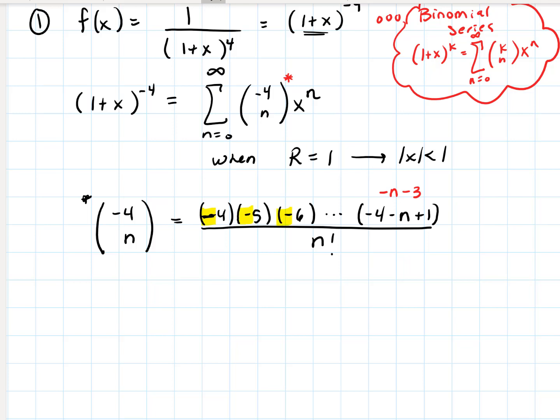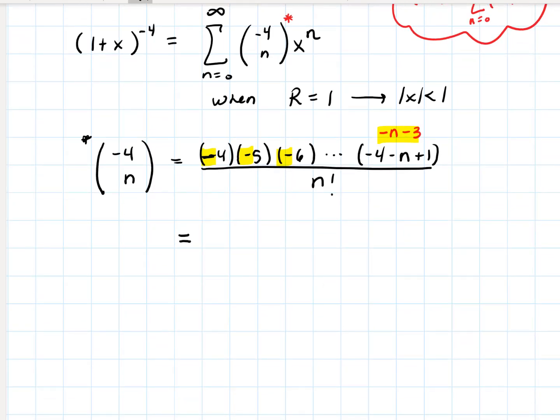And so the first thing I'm going to do here is actually factor out a negative from the factors. So when I factor out a negative 1, I can take one from every single one of those factors. I will end up with n of them. So I have negative 1 to the nth power. By doing that, I now have just 4 times 5 times 6 out to, and now this becomes just n plus 3.